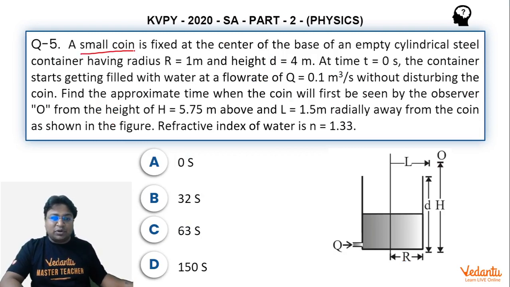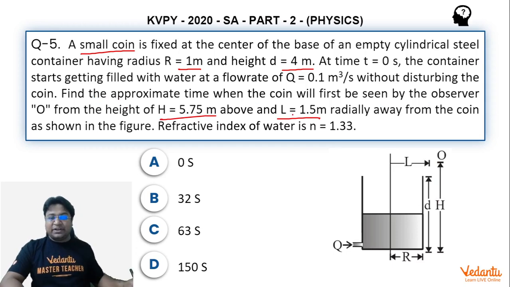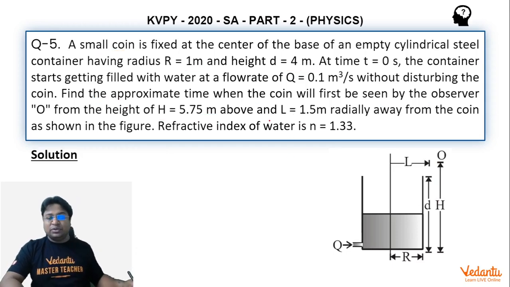So we have a small coin fixed at the center of the base of an empty cylindrical steel container having R as 1 meter. Height is given at t equal to 0. The container starts getting filled with water without disturbing the coin. Approximate time when the coin will be first seen by the observer from O. So this height h is given, L is given, h is here, L is here. Okay, refractive index is here. So let's see what we have to do.